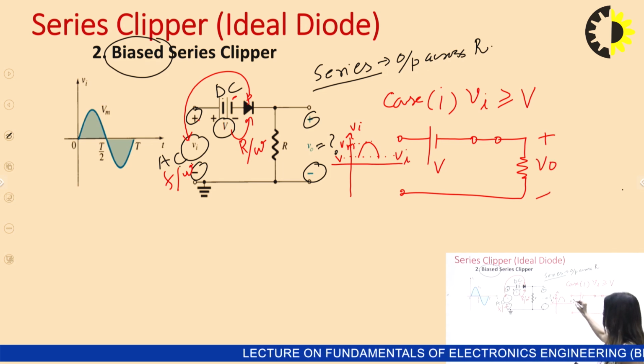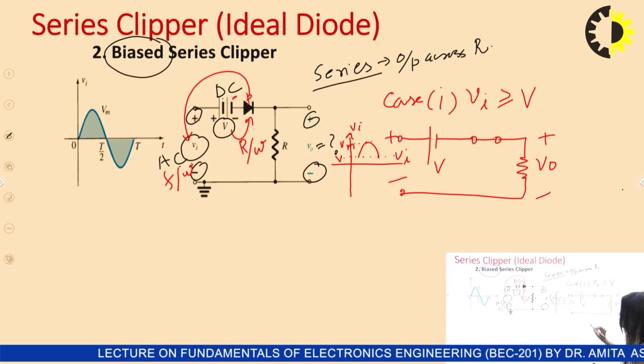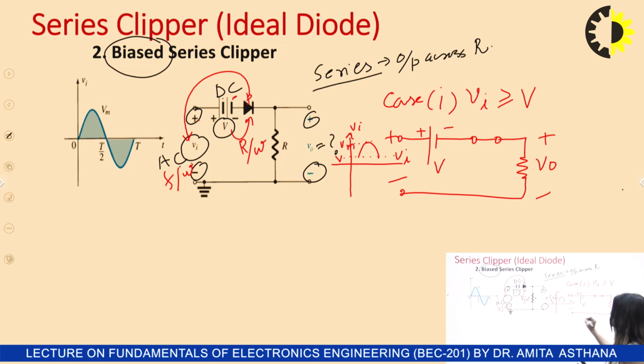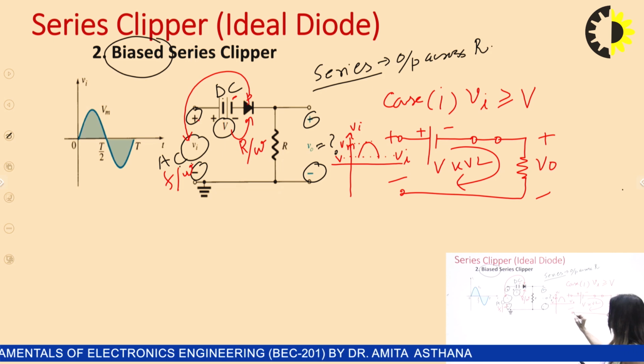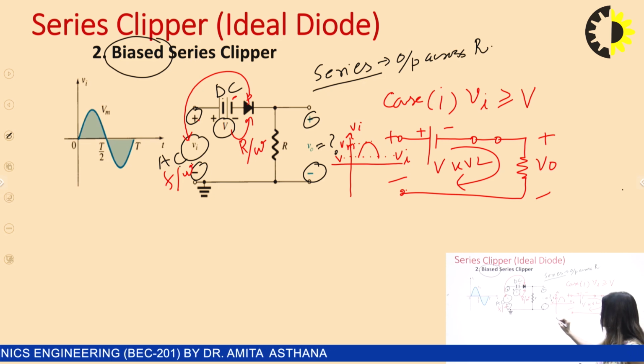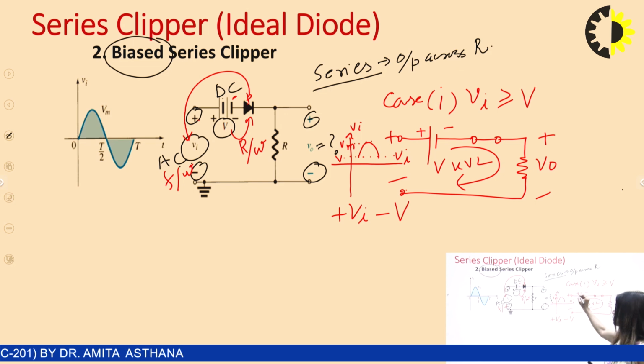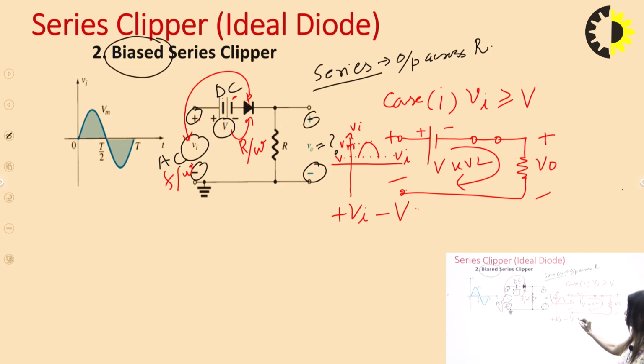Here it is VI. Now we will find out. Plus minus is always important, I am saying. This is plus minus because I want to apply the Kirchhoff voltage law into the loop. Now I will start from this point and go around the circuit applying the Kirchhoff voltage law. So plus VI minus V, because positive to negative, and then positive to negative, VO is equal to 0. So VO is equal to VI minus V.